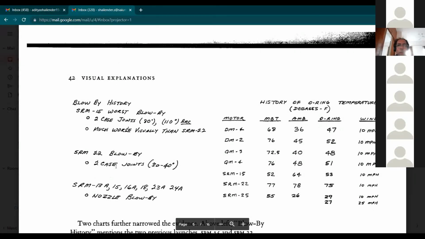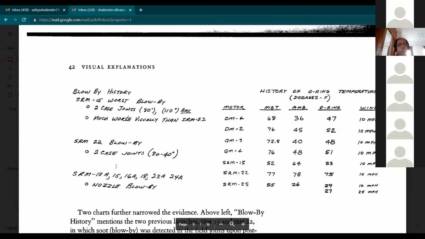All right, and here was the punchline graph that they showed. Just imagine this. I'm going to explain this visualization. Remember, what we're looking at is data visualization. There's some data, and someone is trying to put it in a way that people can visualize. The right side table gives these previous launches: SRM 15, 22, and 25. By the way, SRM 25 is that particular Challenger that was launching in 1986, the one that we are now concerned with.